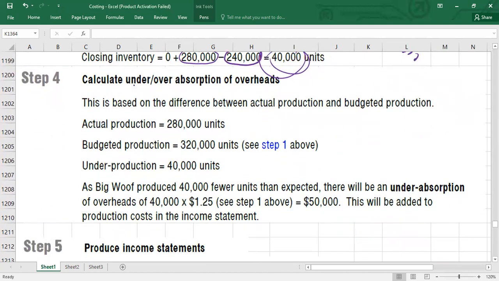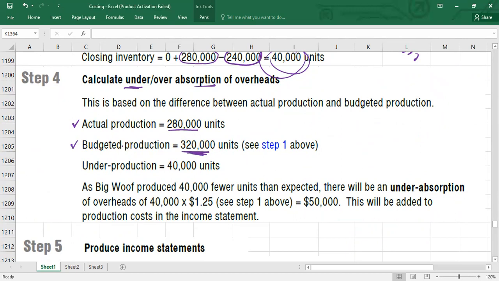This is another way to do under and over absorption of overhead. It's a shortcut way. So guys, under and over, how you can see here, just simply compare the actual production with the budgeted production. Your actual production is given as 280,000 units. Budgeted production was 320,000 units, because we have annual production of 1.28 million, and we divide by 4 there, right? So you got this budgeted production of 320,000.